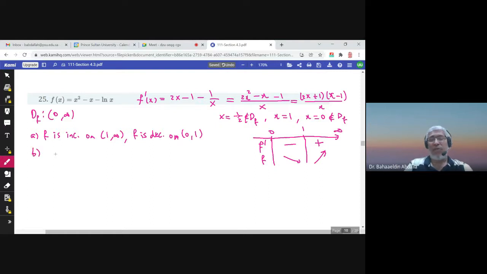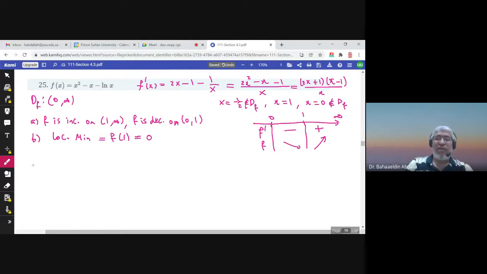And for part B, I have a local minimum, but there is no local maximum. f of 1 is a local minimum. And if I replace x by 1, 1 minus 1 minus ln 1, that's just 0. So f of 1 is the local minimum.